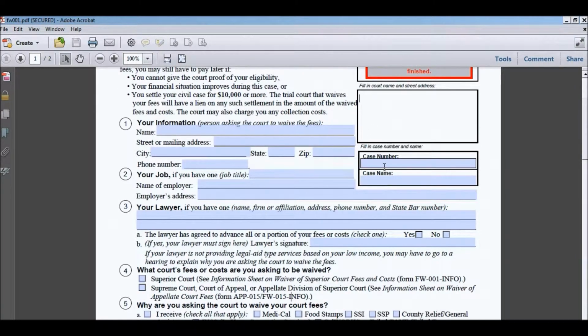So after you put that down, go ahead and put down the case number as well as the case name. So, for example, if your name is Tom Jones and you're suing Fred Smith, it's going to be Jones versus Smith, something like that. As far as case number goes, a lot of times you can leave that blank because the courthouse people, like the clerks, will assign you a case number. A lot of times when you file for a request to waive fees, you actually don't know the case number because your case technically hasn't started yet.